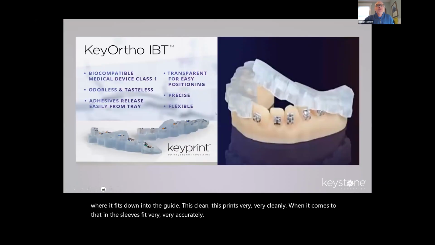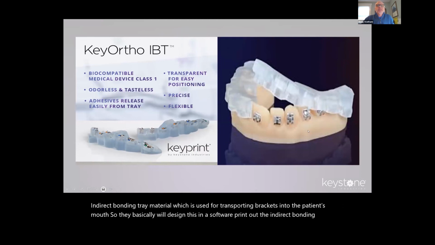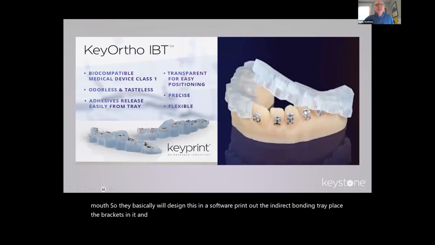Indirect bonding tray material, which is used for transporting brackets into the patient's mouth. So they basically will design this in a software, print out the indirect bonding tray, place the brackets in it, and carry it to the patient's mouth and light cure right through it.